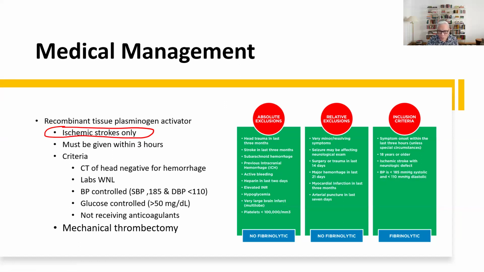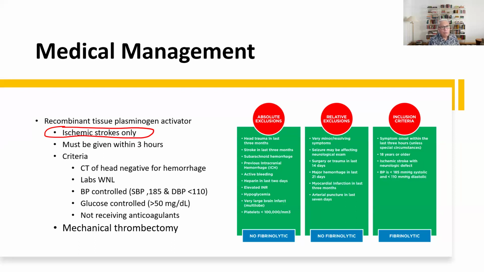So again, how does it work? It dissolves the clot within the blood vessel by activating the protein that causes lysis or dissolving of the blood clot. But remember, it must be given within 3 hours from the onset of stroke symptoms. It can be given 3 to 4.5 hours after onset if certain criteria are met. But generally, it should be within 3 hours.